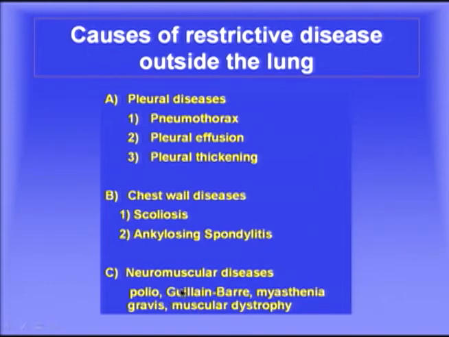Finally, there are neuromuscular diseases that can cause the lung to be restricted in its expansion. Poliomyelitis is one, if the diaphragm is affected. Guillain-Barré syndrome is another. Myasthenia gravis, affecting the myoneural junction, and muscular dystrophy, diseases of the muscles of respiration. So that's all I'm going to say now about restrictive diseases. It's an interesting subject from the point of view of pathophysiology, and they're an important group of diseases.